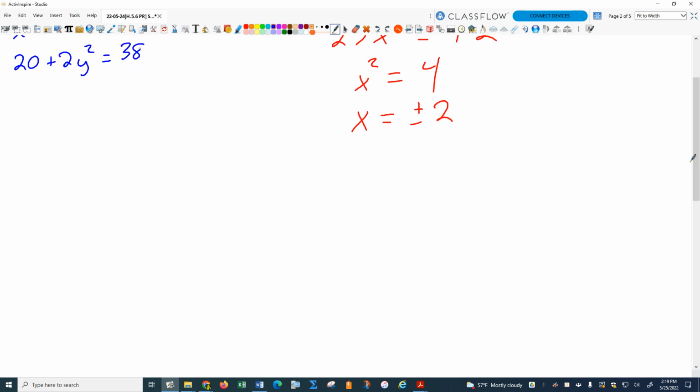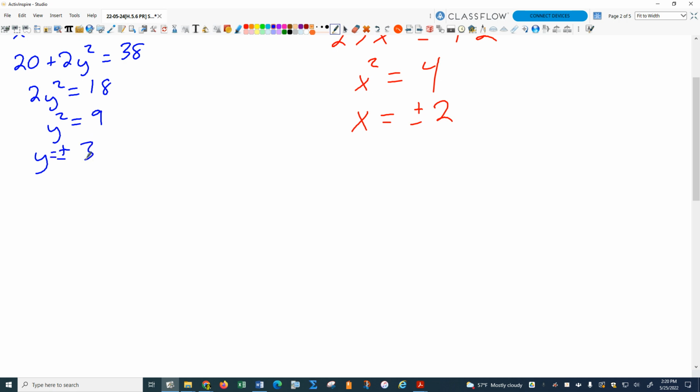What am I doing next here? Gavin, what am I doing next? Got to solve for y. Subtract 20, good. So 2y squared equals 18. Then what? Divide by 2, good. So y squared is 9. And so then I'm getting what 2 solutions? 3 and negative 3, plus or minus 3.